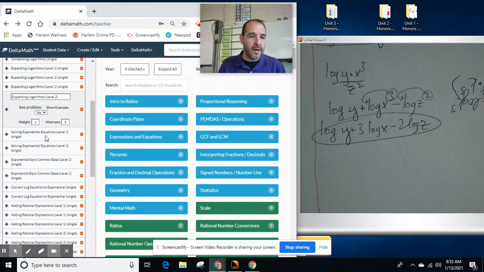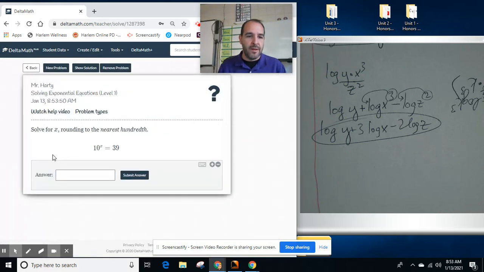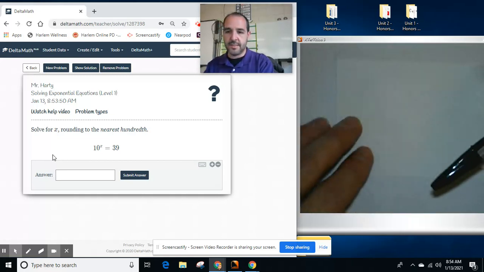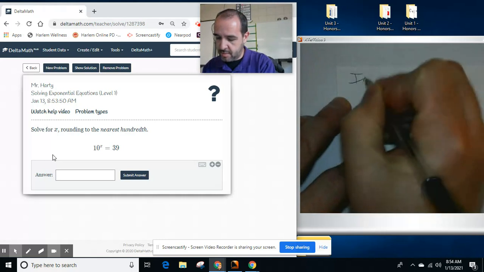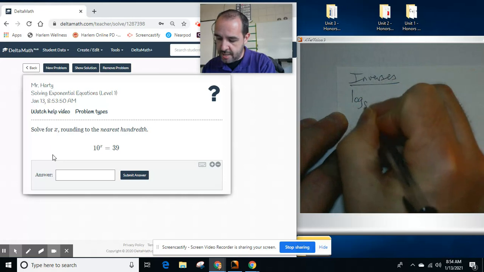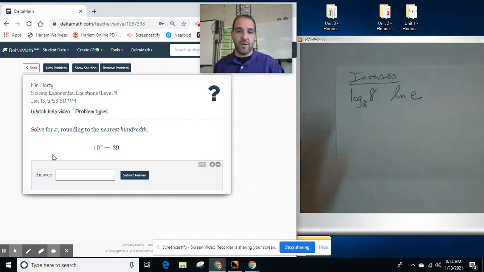Rolling. All right. So away from the logarithms for a little bit. Now we're going to solve exponentials. You're like, oh, great, sounds wonderful. Okay, reminder, inverses. When we're talking about inverses, let's get a new card going here. A log and its base are inverses. Natural log and e are inverses.